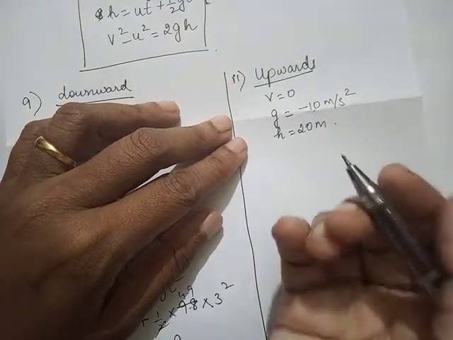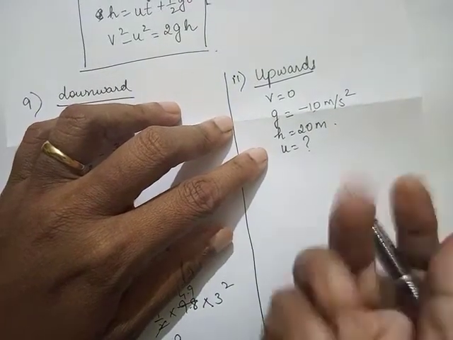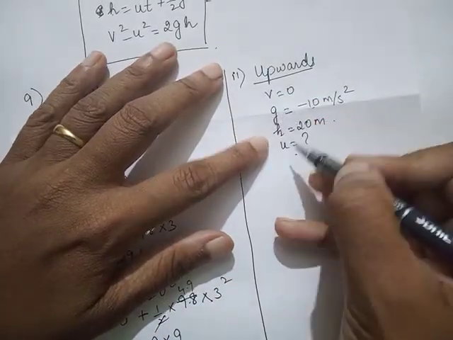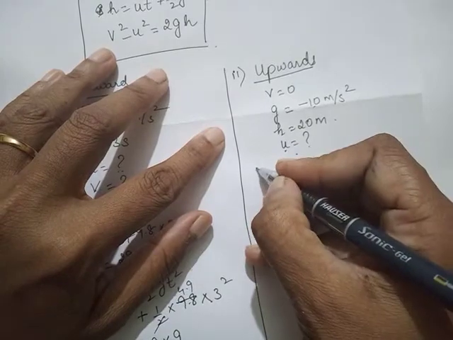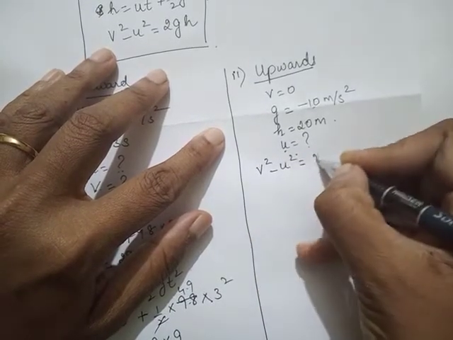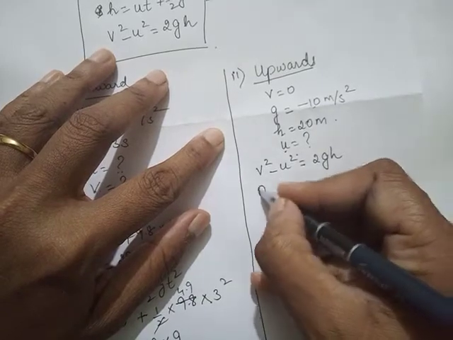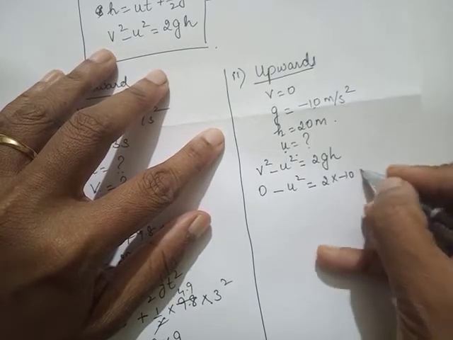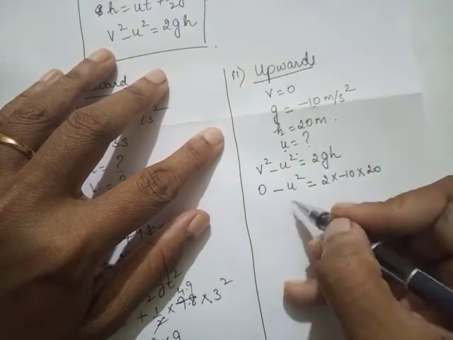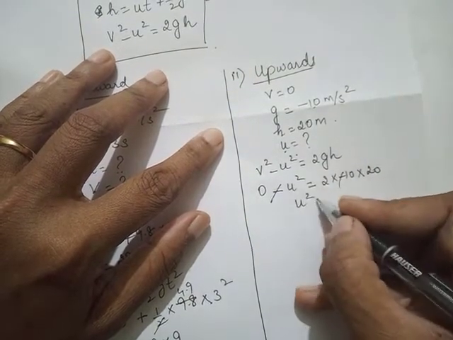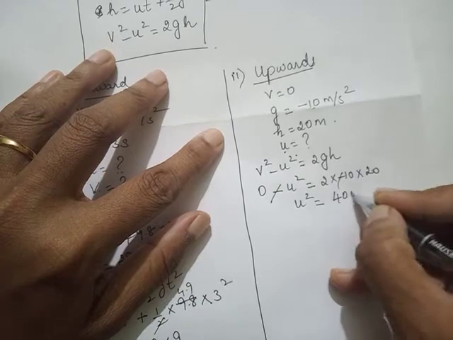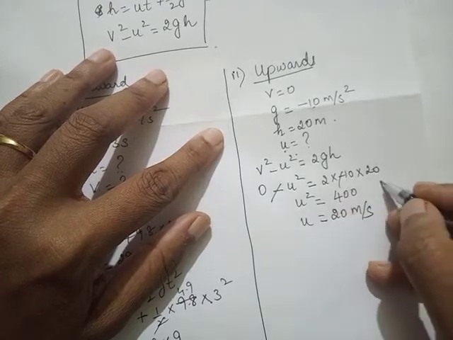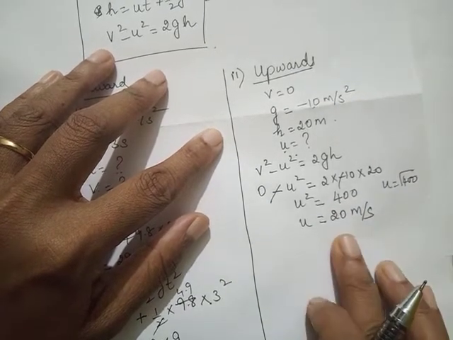So, the initial velocity of the ball. When you threw it up, you should have thrown it with a velocity. We have to find that. H, V and G we know. You have to find U. You can use the third equation: V square minus U square is equal to 2GH. 0 minus U square is equal to 2 into minus 10 into 20. This minus and this minus will get cut. So U square will be 400 and U will be 20 meter per second. Square root of 400 is 20 meter per second.